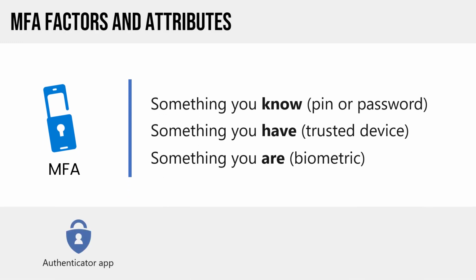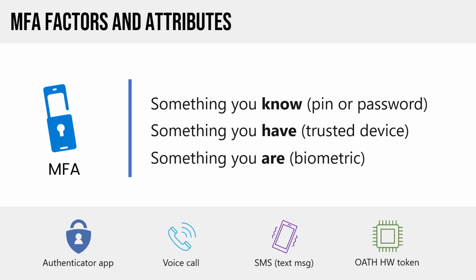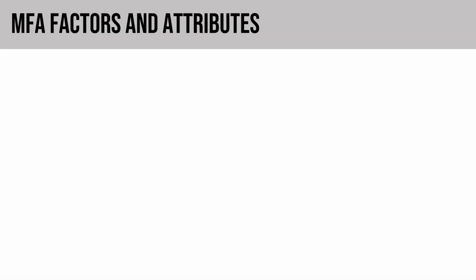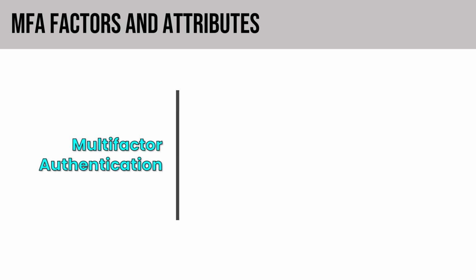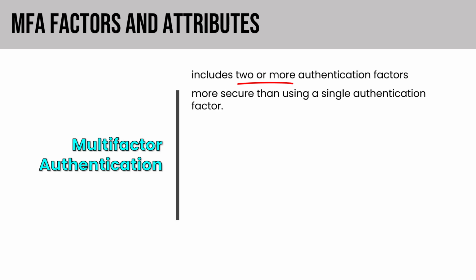And we can leverage the Authenticator app for those tokens we talked about, the one-time passwords, the voice call, the SMS or text message. That OATH hardware token is also an option. But all of these factors together can obviously decrease the risk of an attacker authenticating successfully with stolen credentials. So it includes 2 or more methods, just to summarize here. 2 or more methods. It's more secure than a single authentication factor.